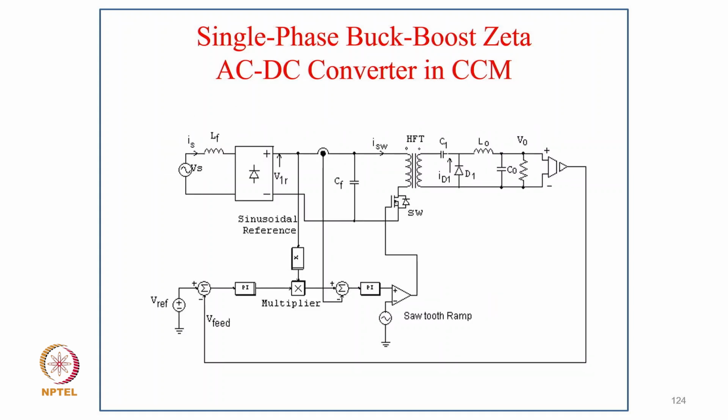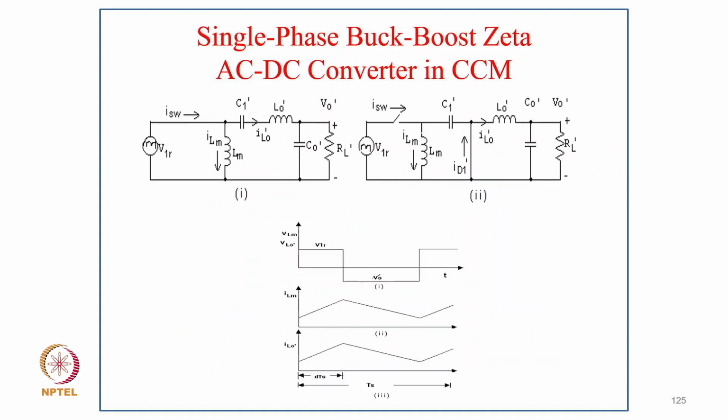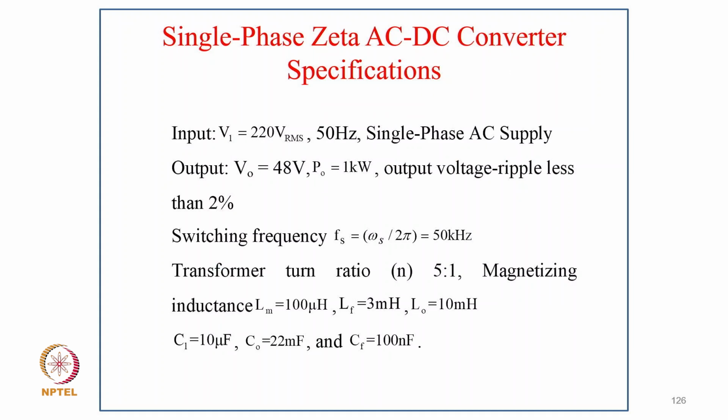Here you have to sense the output voltage, but you also have to sense the input voltage and input current, as you can see in the control line. And of course there are only two modes, when the device is conducting and when the diode is conducting, and there is no third mode in this case. So coming to the specification, supply voltage 220 volt, 50 hertz single phase supply, output voltage 48 volt with a 1 kilowatt output, which has a number of applications, maybe even today in EV chargers of light electric vehicles. Switching frequency is 50 kilohertz, transformer ratio 5 to 1, and the inductance is a magnetizing inductance of 100 microhenry, LF is 3 millihenry, LO is 10 millihenry, C1 is 10 microfarad, CO equal to 22 microfarad, and CF is 100 nanofarad.